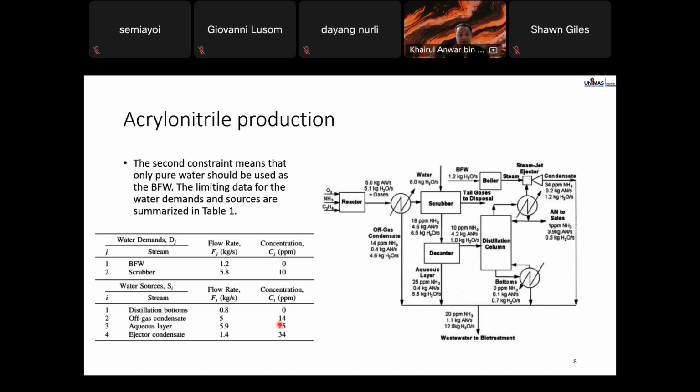The water demand BFW 1.2, scrubber 5.8 with 30 ppm. So for the scrubber, the highest concentration for ammonia in the wash feed here must not exceed 10 ppm.